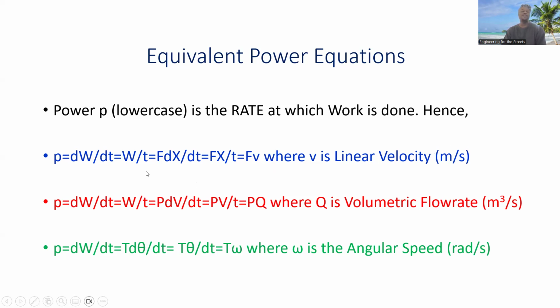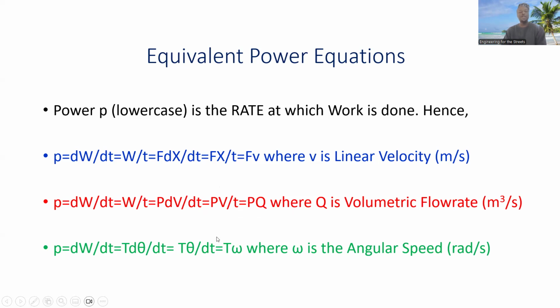Now, if you replace W instead of Fx, if you make it PV, then power is equal to the pressure of the gas times volume over time. And volume over time is what we call volumetric flow rate Q, with SI units meter cubed per second.